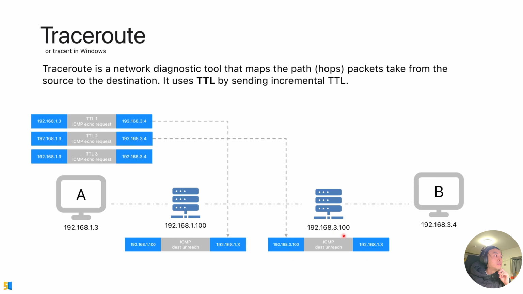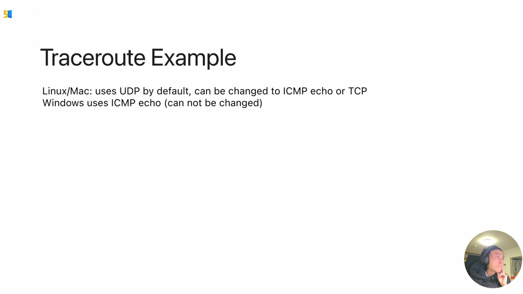And then finally, A sends another message with TTL 3. And then, long story short, the message will be received by B, right? So A, with this traceroute, now knows that between me and B there are 2 routers in between. So that's how traceroute works behind the scenes.